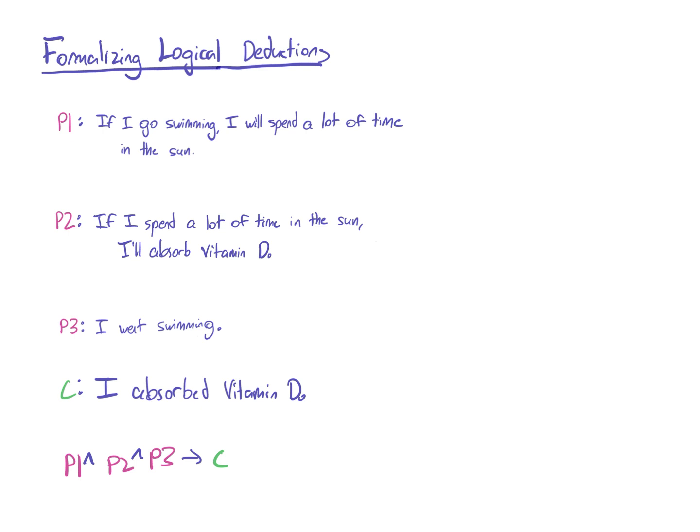Okay, so let's introduce our notation for logical deductions. First, I want to parse these premises, P1, P2, P3, as logical statements. For the statement, I went swimming, I'm going to mark that with an S. That's going to be the proposition that I went swimming. I spend a lot of time in the sun, I'm going to mark that with T. And then absorb vitamin D, I'm going to mark that with a D. So if I look at the three premises I have here, I can write them out in logical notation now. Premise one is just saying that S implies T. Premise two is saying that T implies D. And premise three is saying that S is true. Then the conclusion is saying that D is true.